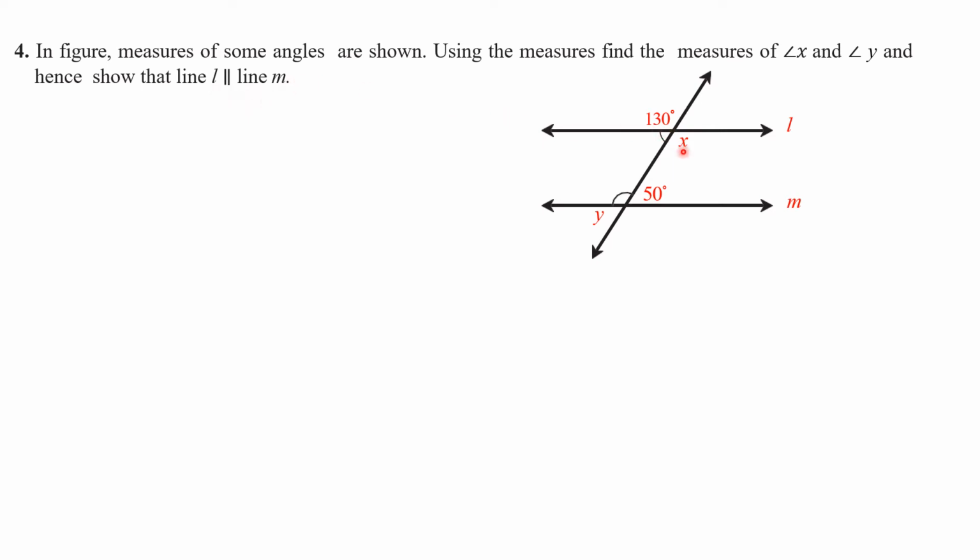Here angle X and 130 are opposite angles, Y and 50 degree are opposite angles. Therefore, X is equal to 130, Y is equal to 50 degree. So write down solution. Angle X is equal to 130 degree. Write down the reason. Vertically opposite angles. Angle Y is equal to 50 degree. Vertically opposite angles.